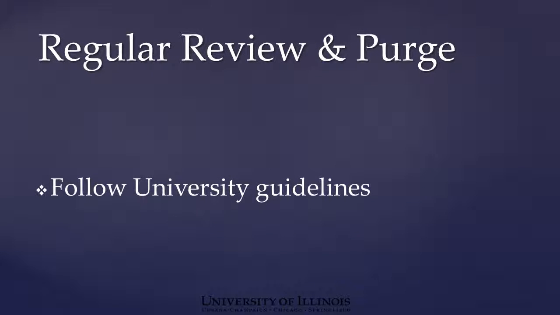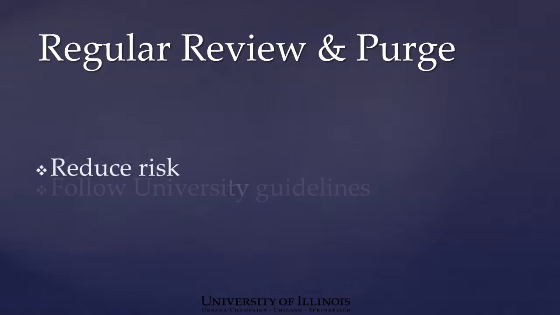An important part of managing your records and information is the regular review and purge of materials following the university's guidelines. These guidelines include the state-approved records retention schedules that can be found on the RIMS website. Regularly reviewing and purging the records and non-record materials in your unit reduces the risk to the university. When you retain a smaller amount of sensitive or confidential data, you're reducing the risk that a security breach will damage your unit or the university as a whole.